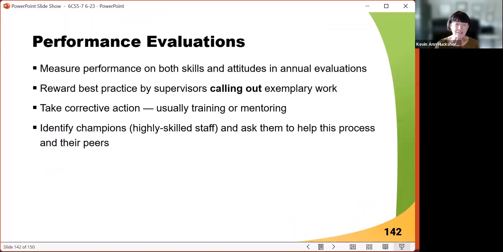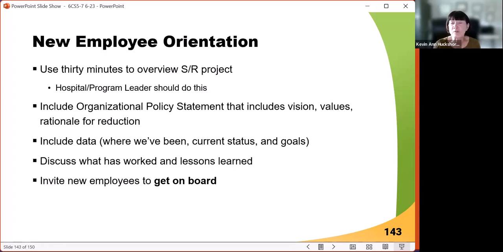Performance evaluations. Obviously, we all know what a performance evaluation is, and it's measuring performance and identifying places to improve and calling out exemplary work, and identifying champions. Remember that recognition piece, really important to value exemplary work and to recognize it and reward it. Next slide. And you can do that without money, guys. You can do that with free meal tickets if you have a cafeteria, parking space for a month that's close to the door. I mean, there's just all kinds of things you can do.